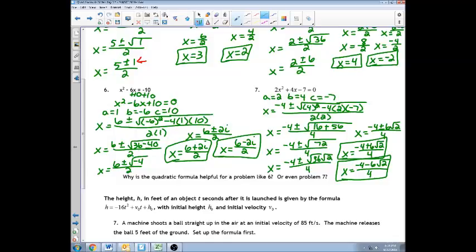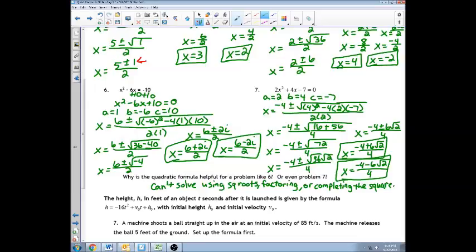Okay? Why is the quadratic formula helpful for a problem like 6 or 7? Because we can't solve using square roots, factoring, or completing the square.